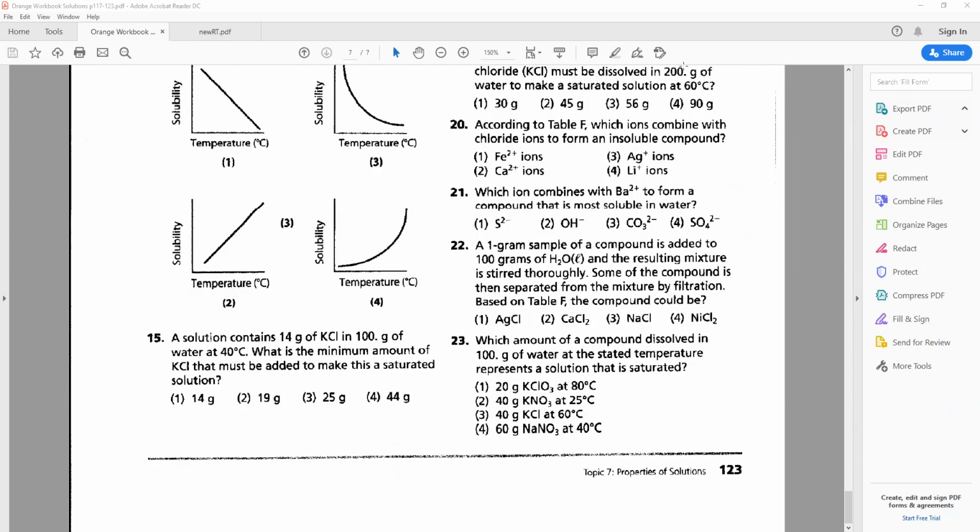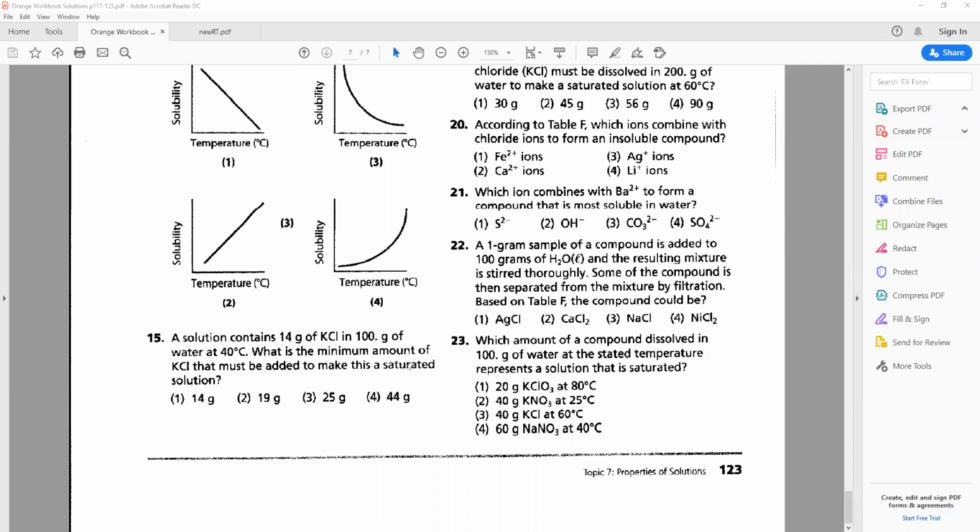Let's go to question number 15. A solution contains 14 grams of KCl in 100 grams of water at 40 degrees Celsius. What is the minimum amount of KCl that must be added to make this a saturated solution? So let's find KCl and find out at 40 degrees Celsius, how many grams do I have to have dissolved in 100 grams of water to have a saturated solution?